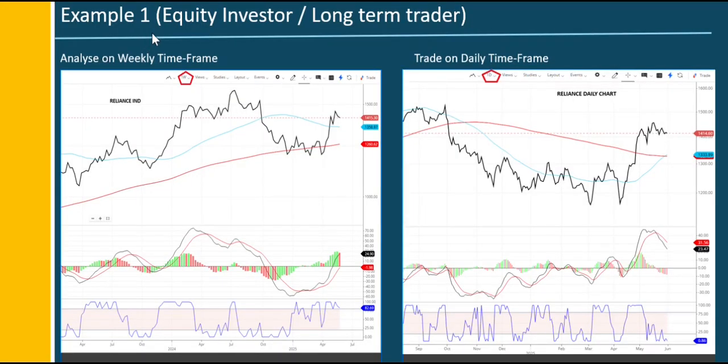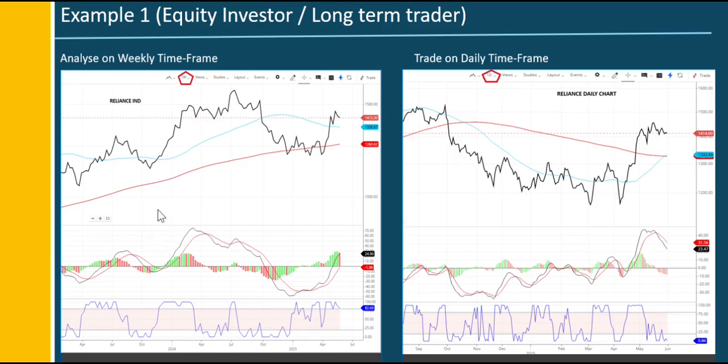Okay. Going with the example, we are considering an equity investor or long-term trader and how they can use the top-down approach. In the top-down approach, I've selected Reliance as one of the stocks to do our research. I'm selecting the weekly time frame to analyze, whereas to trade, we are selecting the daily frame. The objective of equity traders is just to ignore day-to-day noise, the day-to-day actions happening in Reliance, and just keep the overall goal in perspective, or the trend being approached.